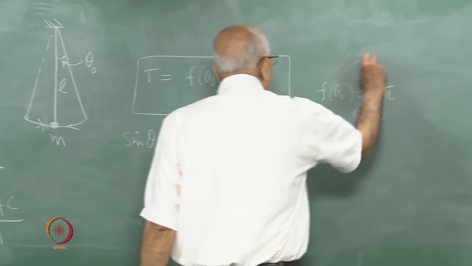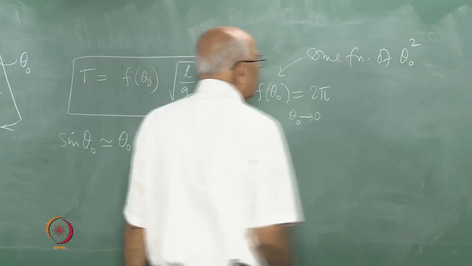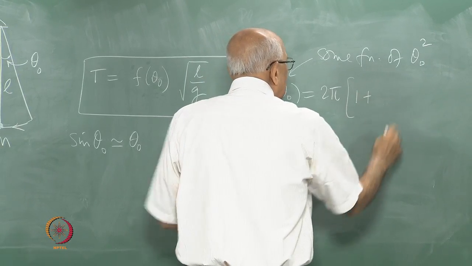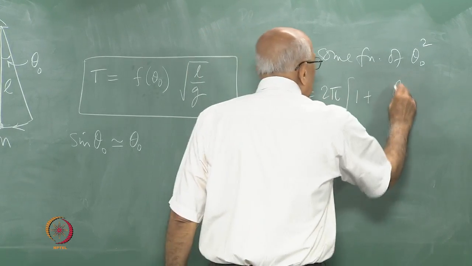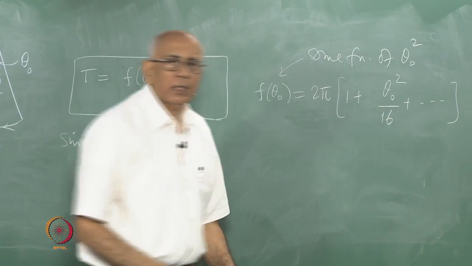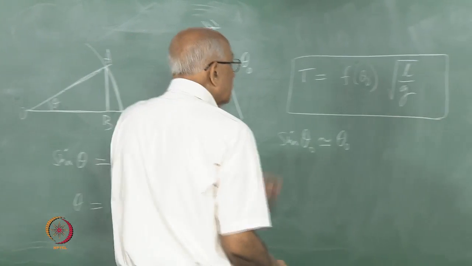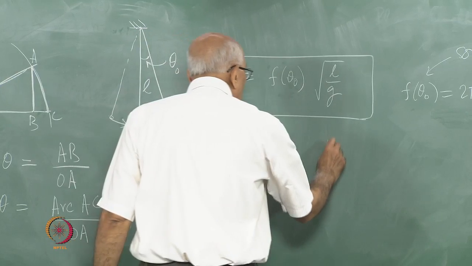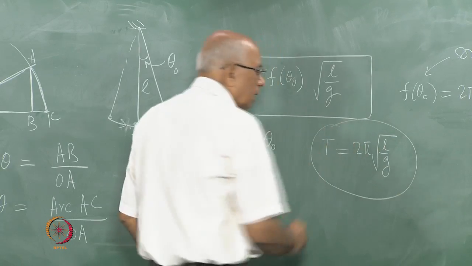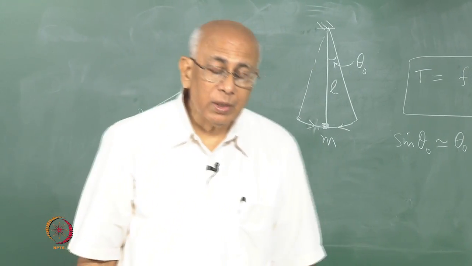So this is equal to some function of theta naught squared in this case, and it turns out that f of theta naught exactly is 2 pi into 1 plus the next term, not surprisingly, will be proportional to theta naught squared over 16 plus higher order corrections of order theta naught to the 4 and 6 and so on and so forth forever. Okay. So this leading term being 2 pi is the reason why you write T equal to 2 pi square root of L over g as a standard formula for the time period of a simple pendulum for very small amplitude oscillations. Now how small should this very small be?